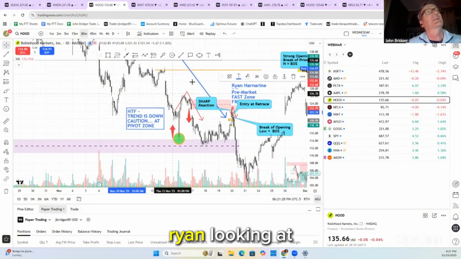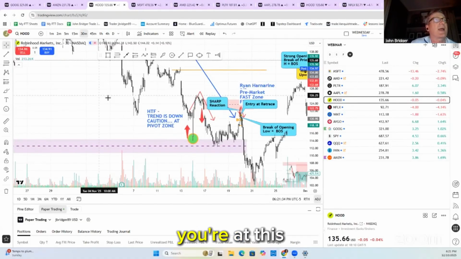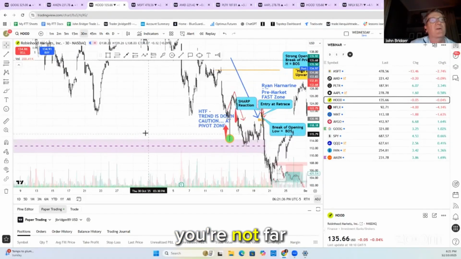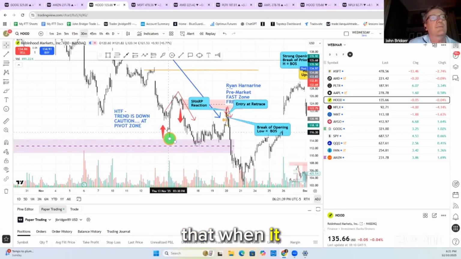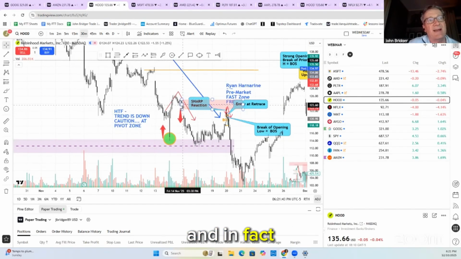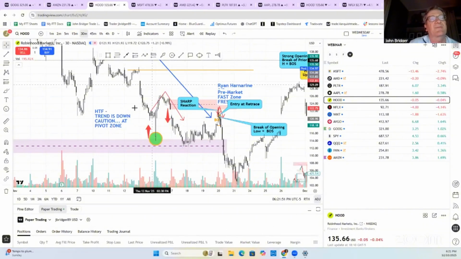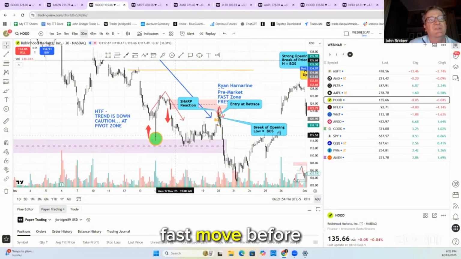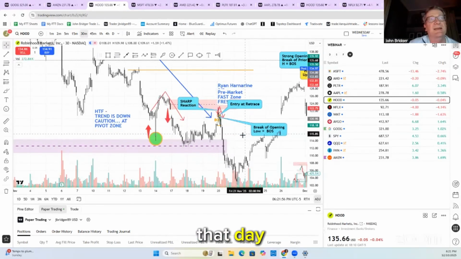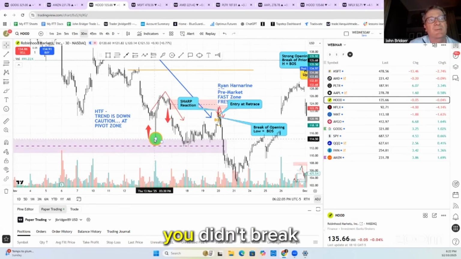So what I saw, Ryan, looking at this was, okay, even though you want to be a little cautious because you're at this key support, the fact that when it reacted off of this, it never overtook this high up here, and in fact had another dump, we could still be in a downtrend here because it clearly did not progress to the upside from this move. And then we had another fast move before. So this is leading up to that day of the trade. Again, you had a fresh zone that had a pretty strong move. Now, you didn't break structure. You didn't break this low, right?